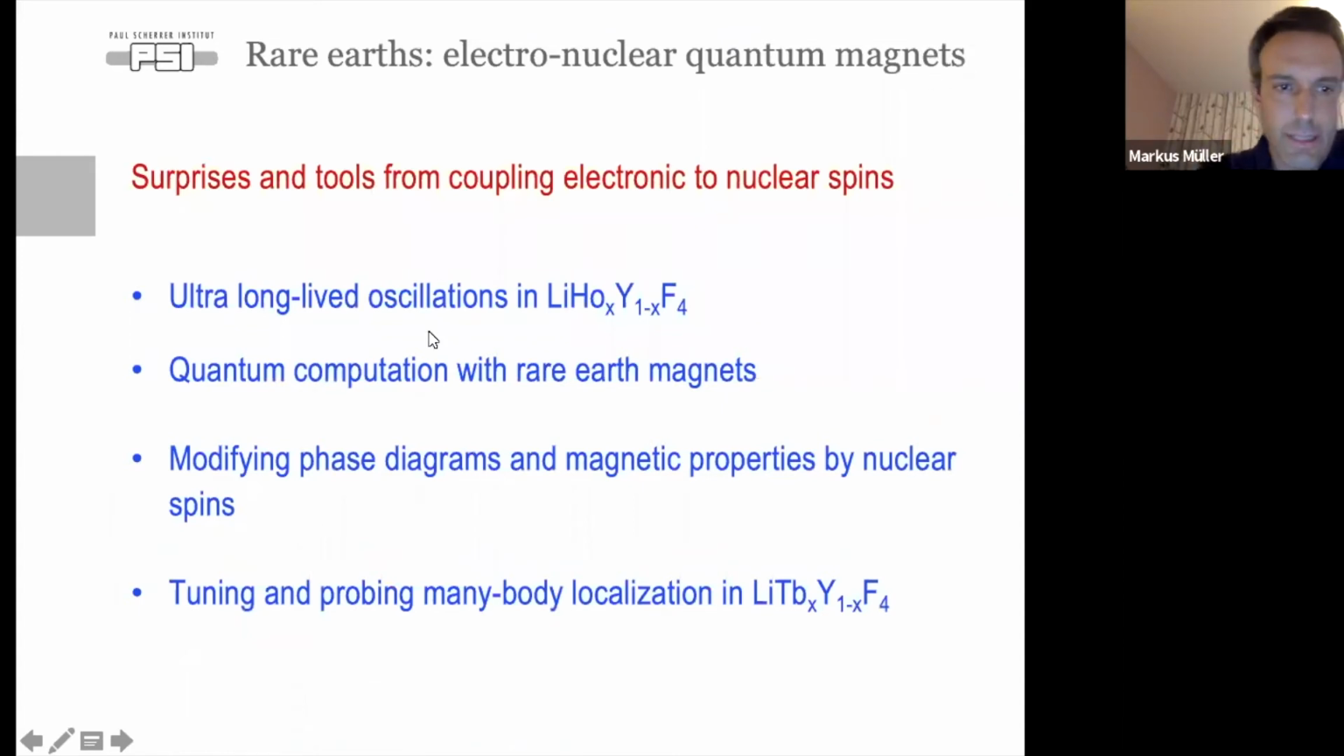I will show you ideas about ultra long-lived oscillations in the compound lithium holmium yttrium fluoride, and then from there go on to ideas on how to use what we see there in a quantum computation scheme using rare earth magnets, like holmium, which is a rare earth. Then I will show you that nuclear spins coupling to electronic spins can modify phase diagrams and thereby magnetic properties, and I'll philosophize about how to use that. And eventually I will sketch a few things about tuning and probing many-body localization using nuclear spins.